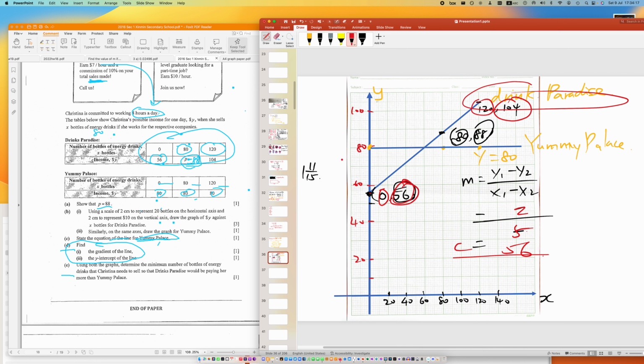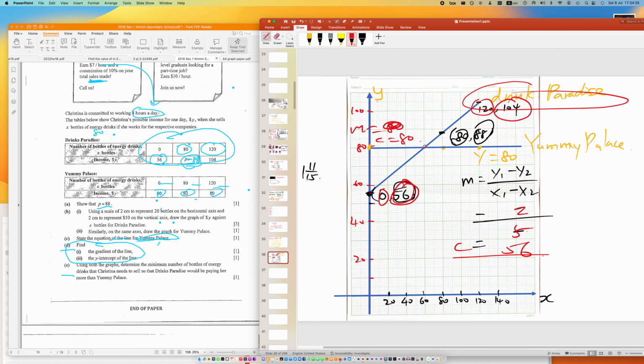Then for the Yummy one, I think the gradient is 0. Yes. Then the y-intercept is 80. Okay, 0 and 80. Then, using both graphs, determine the minimum number of bottles of energy drink that Christian needs to sell so that Drink Paradise will be paying her more than Yummy.